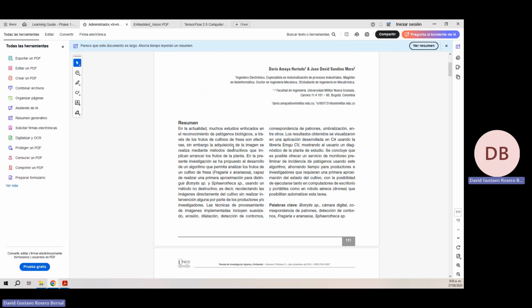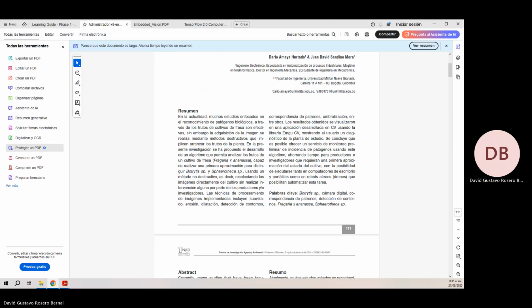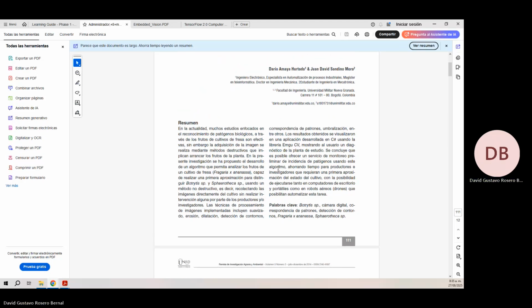First one is image acquisition. Photos of the strawberry plants were taken directly in the crop without removing fruits. Conditions: daylight, 10 to 11 a.m., partially cloudy skies, avoiding shadows, stored in JPEG format. This creates a realistic dataset reflecting actual agricultural monitoring conditions.